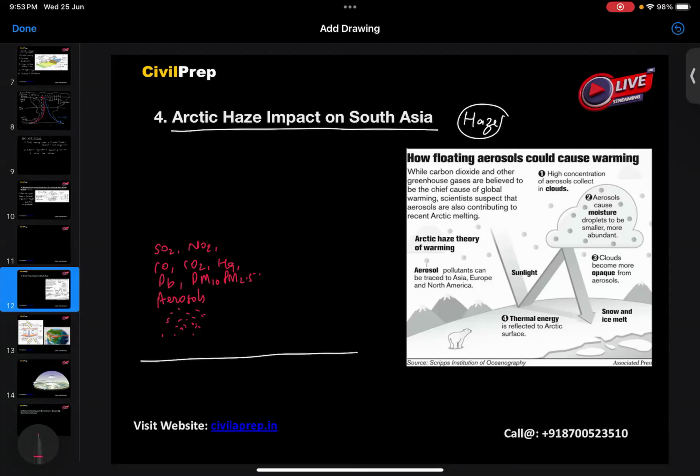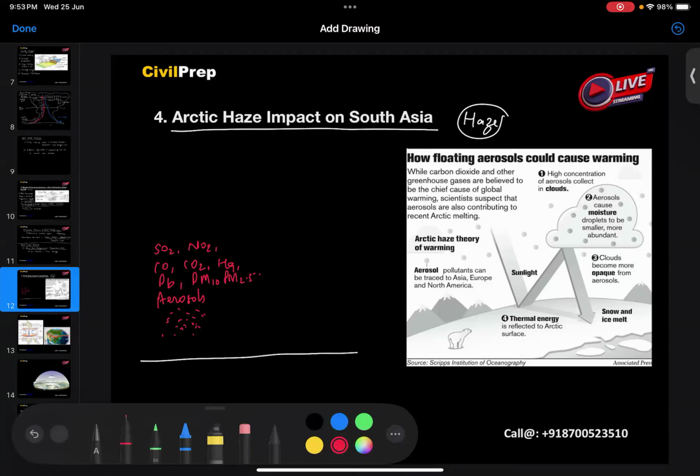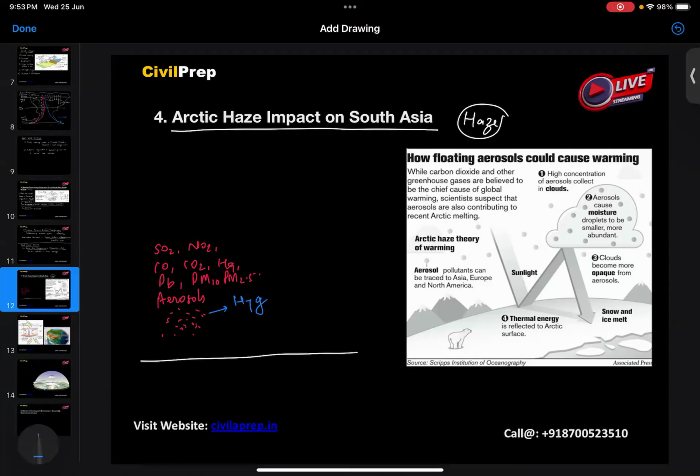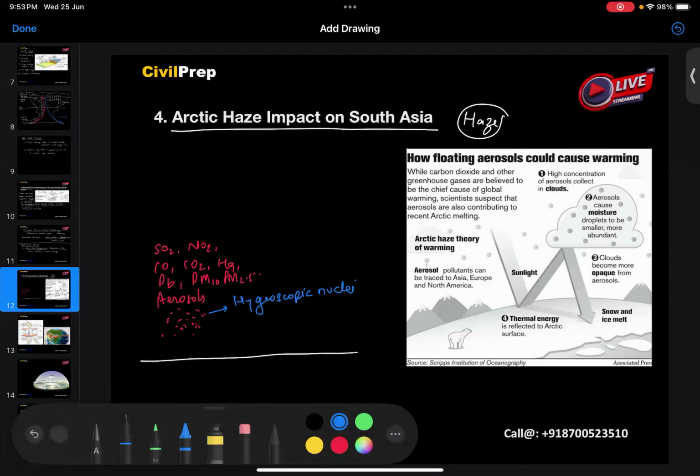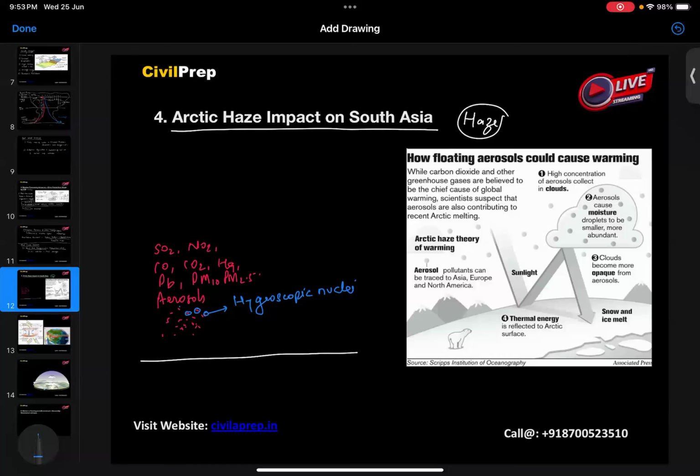So what happens? These aerosols act as hygroscopic nuclei, where water particles get deposited around these hygroscopic nuclei. But what will happen when such particles increase in the atmosphere? When they increase, this will result in the formation of dense clouds. The clouds will become very dense, and because of the dense nature, they will become opaque.